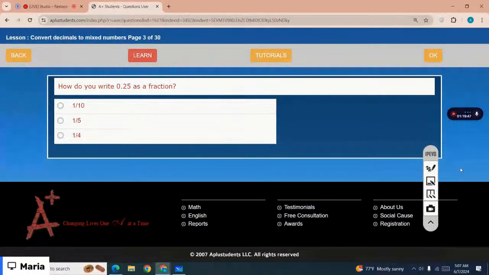How do you write 0.25 as a fraction? So you have two digits after the decimal point, right? That means you need to write two zeros in the denominator. You have to write the one for the decimal point and two zeros for the two digits after. That is 25 divided by 100. Now you have to divide them by the greatest number that can divide both numerator and denominator. So that would be 25. 1 by 4 it is. The correct option is 1 over 4. Option number 3 is the correct option. Very good.